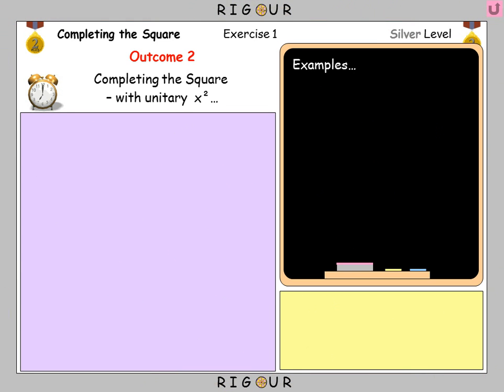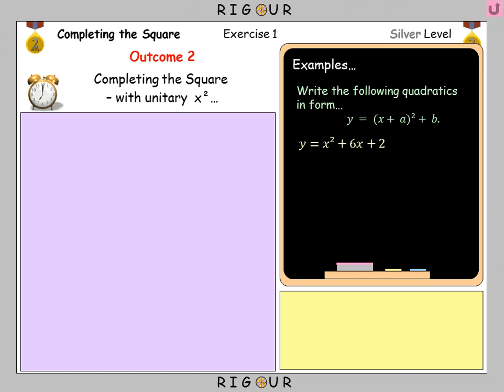So we're now going to look at actually completing the square for a unitary x squared term. We're going to write the following quadratics in the form y equals (x + a) squared plus b. This is called completing the square form. So first things first, we get x squared plus 6x plus 2. As you know, I'm a big fan of templates. So our template for this is empty bracket squared plus 2.